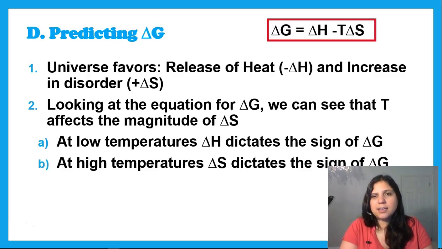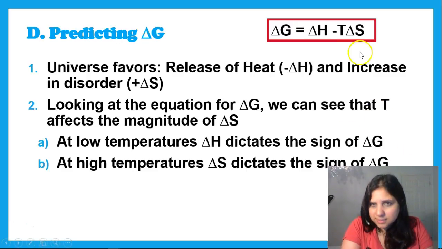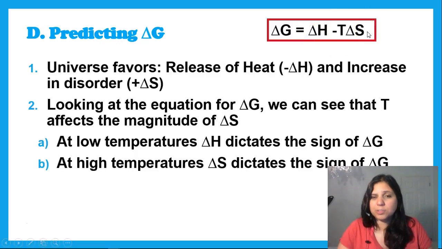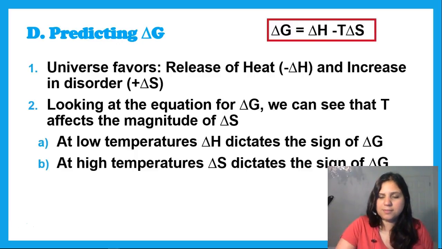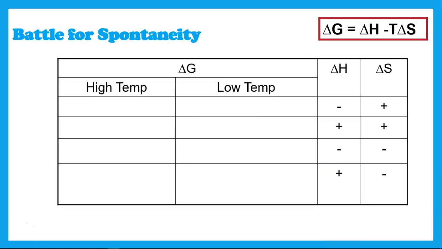When temperature is high, that makes this side of the equation bigger, and so it's S that will dictate the size of delta G, whether it's positive or negative. This is the battle for spontaneity table. In this table, we're going to go through and look at different situations to determine whether a reaction is going to be spontaneous at high temperatures or low temperatures.